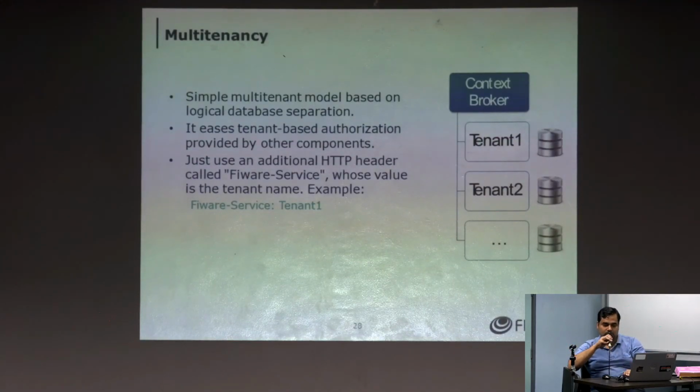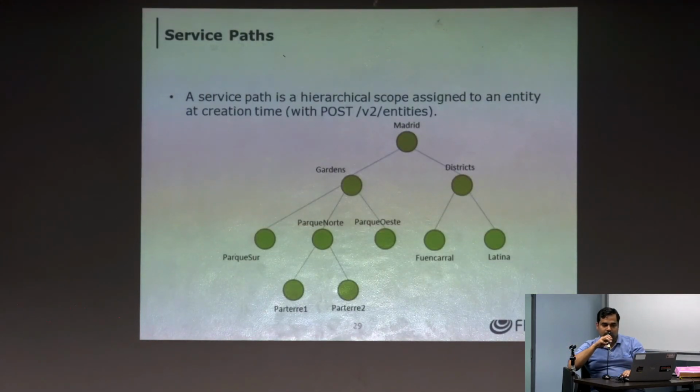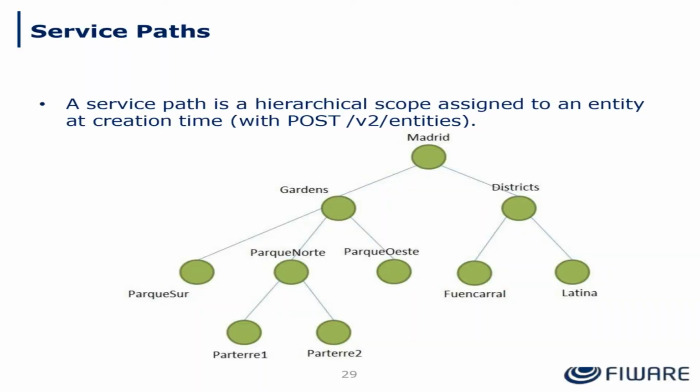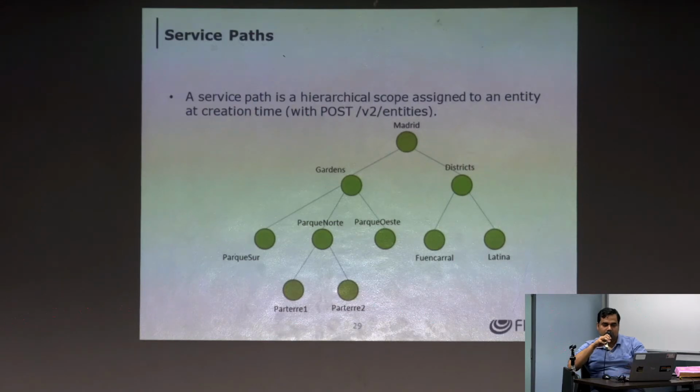So you can use, let's say, this kind of hierarchy. You can have mid-rate, gardens, and district. You can have, let's say, a tenant for mid-rate, or you can have a tenant for, this is from Spain actually, you can have, let's say, one for France, like that. You can create this kind of hierarchy, and you can organize your data in the form of FIWARE service and FIWARE service path.